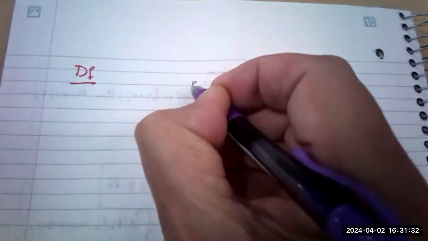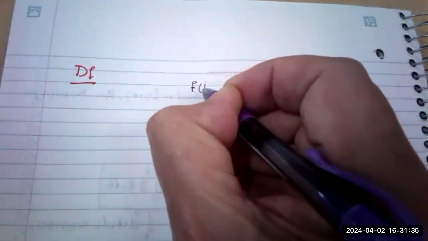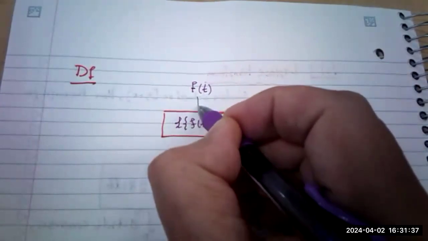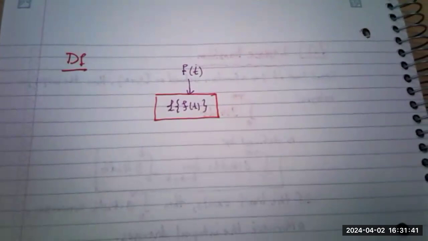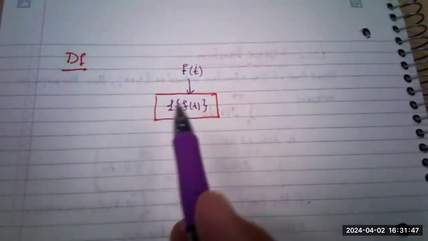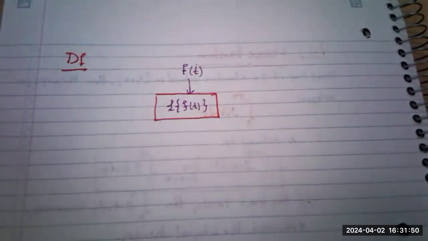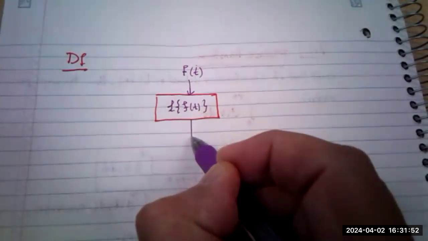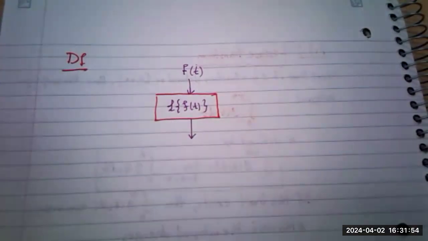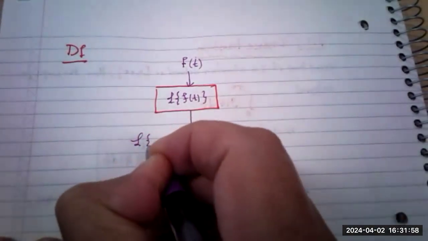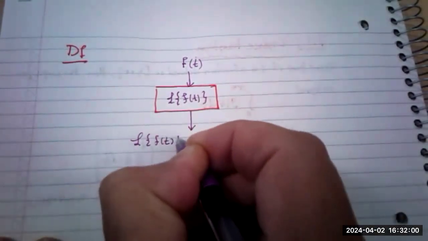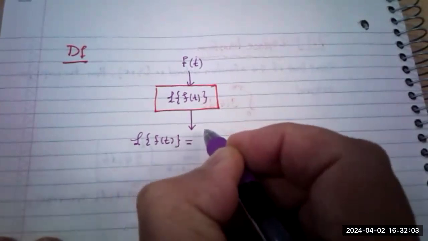A function would be given to me. So I drop f of t into this Laplace transform, like a Laplace operator, like when you drop the t and you say g of t, f of t. So this is Laplace of f of t. Then what's going to be the output? The output would be defined by this improper integral. So Laplace of f of t is going to be equal to that.